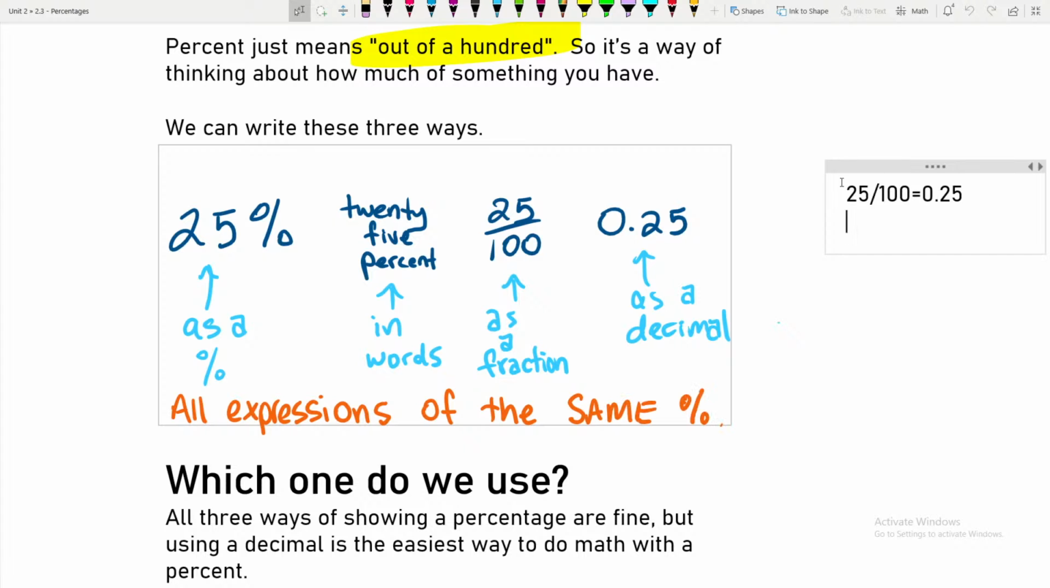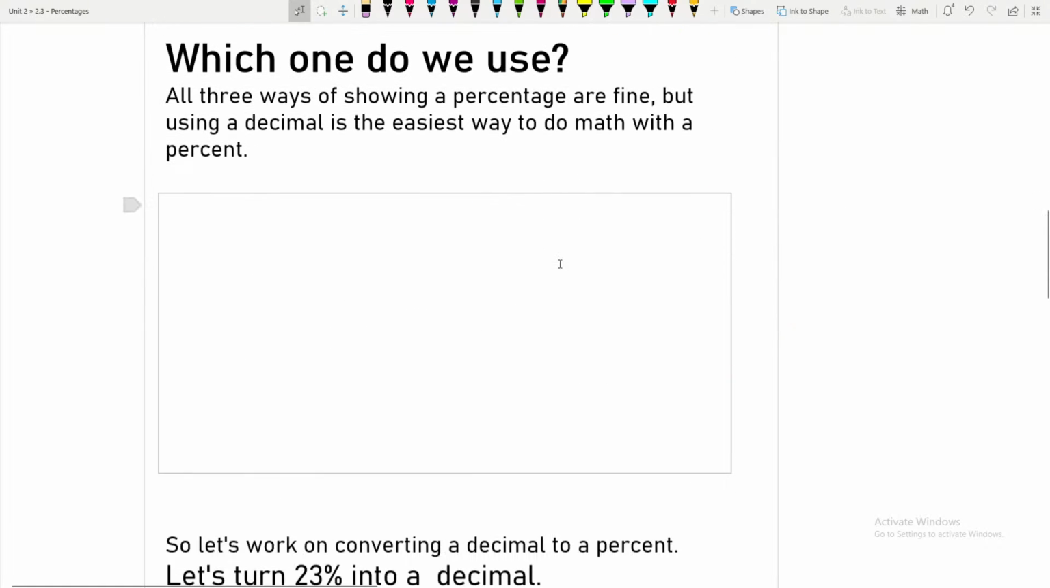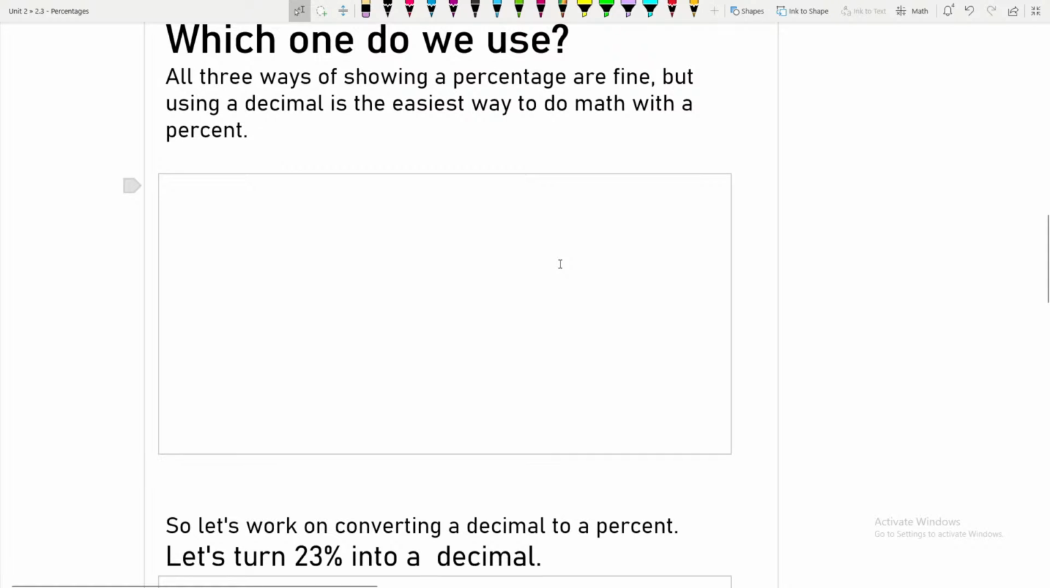So saying 25% in words is the same thing as writing that symbol right there, which is the same thing as writing the fraction 25 over 100, which is the same thing as writing the decimal 0.25. They're just different ways of saying the same thing. So which one do we use? Well, it depends on what you're doing. There's a time for each of them. That's why we have all of them.